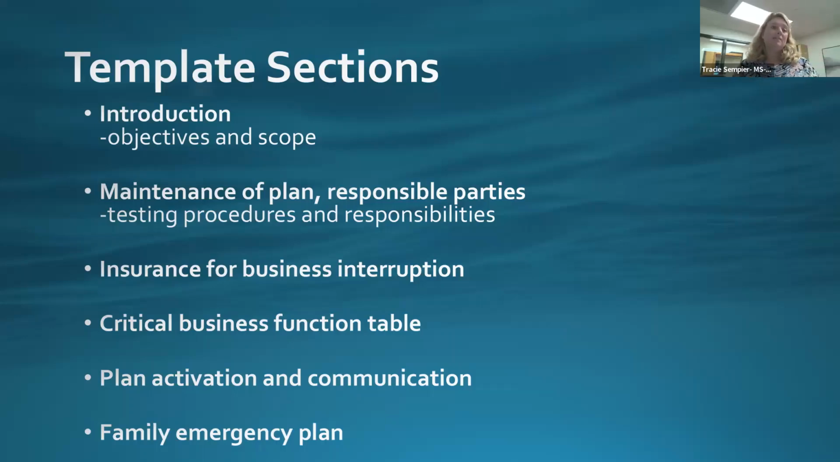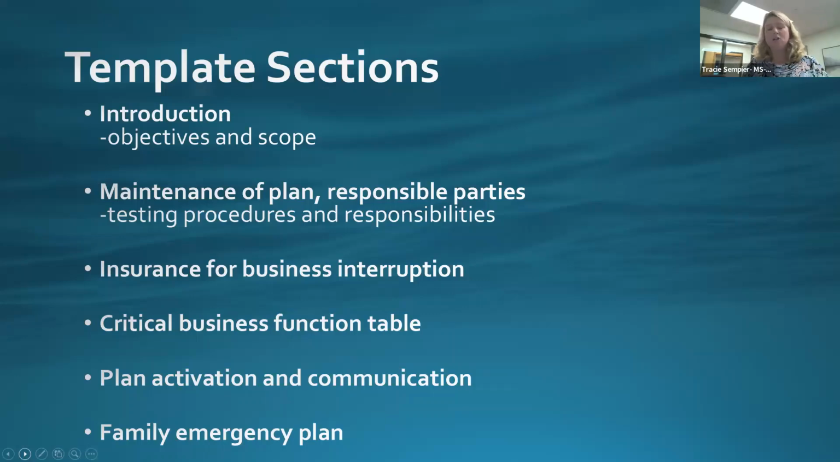Then there is plan activation and communication. There are a whole lot of things that would happen before you would put a business continuity plan into play, but this tells you what those steps are and how you know when to activate it. And finally, there's a little section at the end called the family emergency plan. It gives you an opportunity, especially if you have several employees, to give them some resources so that they can be preparing at home, because that will obviously also be interrupted during a disaster.